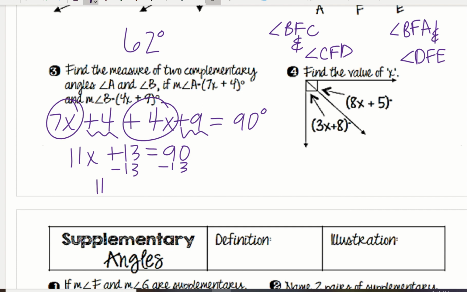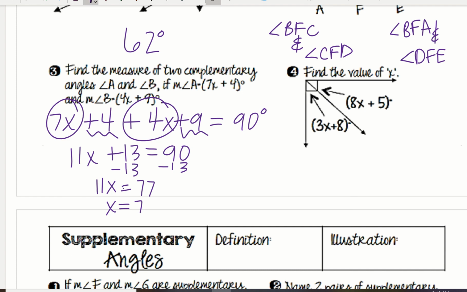So 11x equals 77. And then what does x equal? 7. Okay, but that's not all it asked me to find, is it? It said find the measure of the two complementary angles.